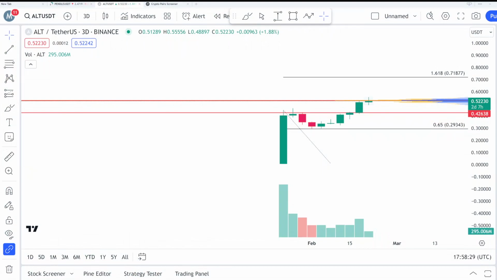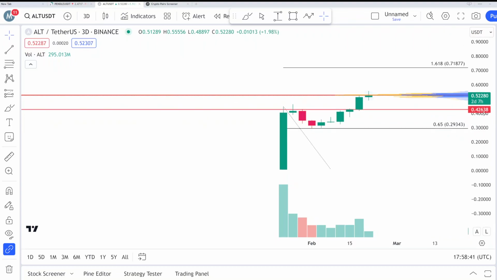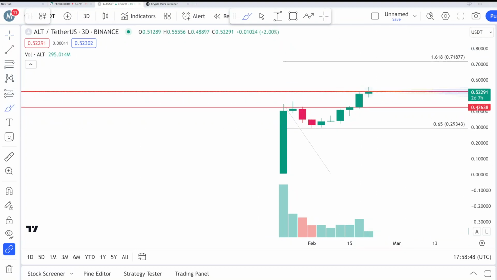Let's start with the 3-day chart. Right now we are standing at an important resistance, and the old target that I shared with you was at 51. We hit that area. If you made money, congratulations to everyone who made money. And what could be the next area? This is the resistance, guys.